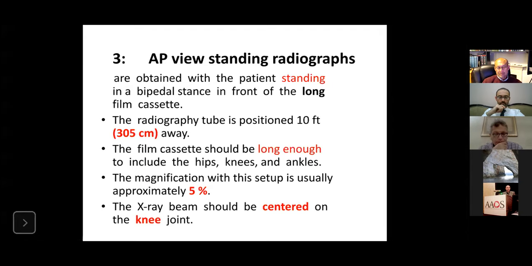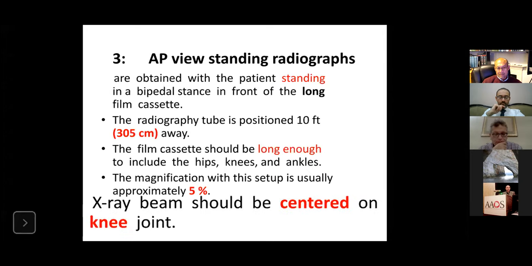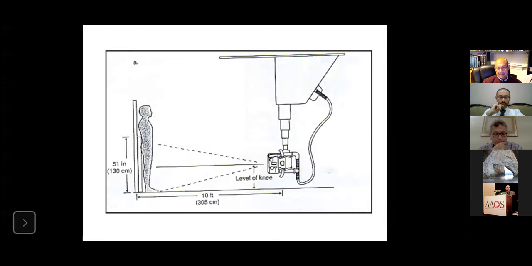And a very important point is the X-ray beam position. The X-ray beam should be centered on the knee joint. This is a very important point because, as we see in this diagram, we have central rays or central beam of X-ray, which is the straight line, and we have the scattered rays, which are the dotted lines. When we are interested in the knee, the central beam or the center of the tube of X-ray should be centered over the knee to have a proper angle for X-raying the knee.